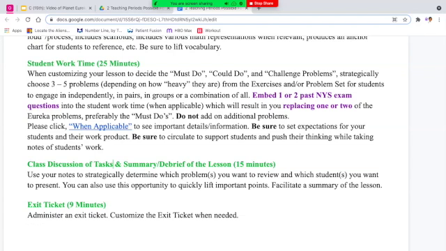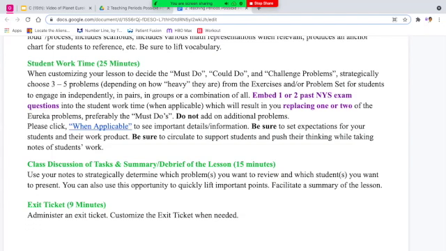Because you have 2 teaching periods, it will be great if students can engage with the math for a longer period of time. I will bring your attention to the fact that I have changed the amount of problems that you should allow students to work on from 2 to 4 problems to 3 to 5 problems. However, when you embed in past New York State exam questions, the same process applies.